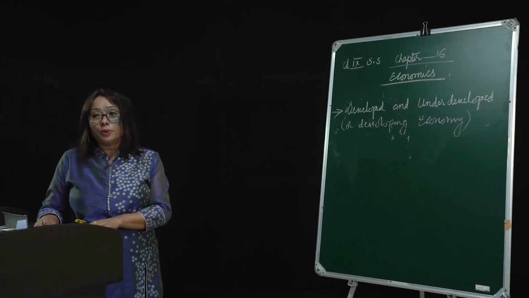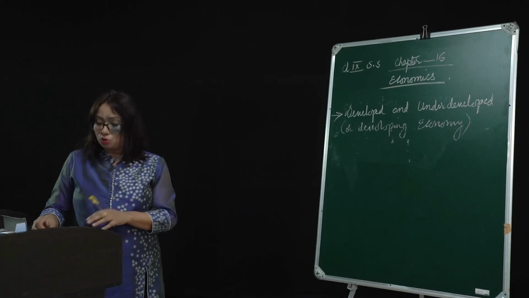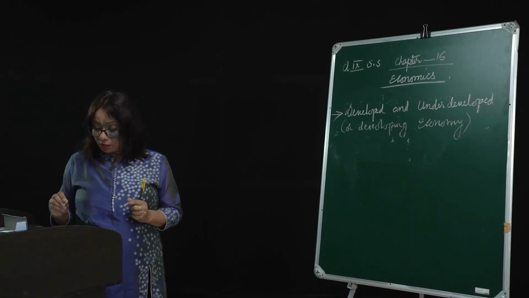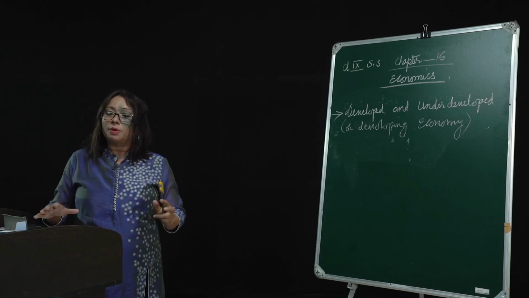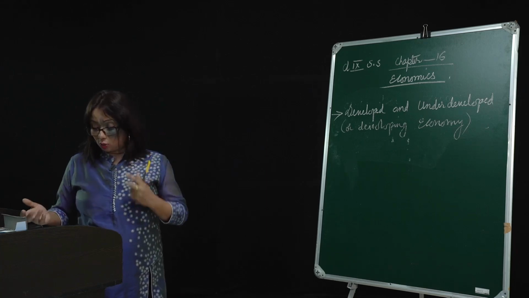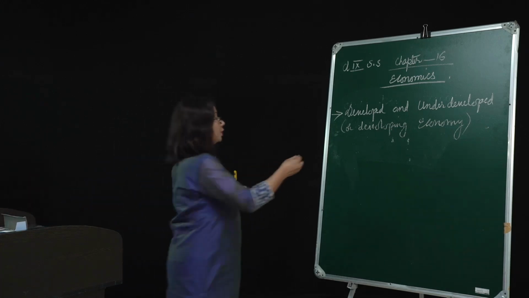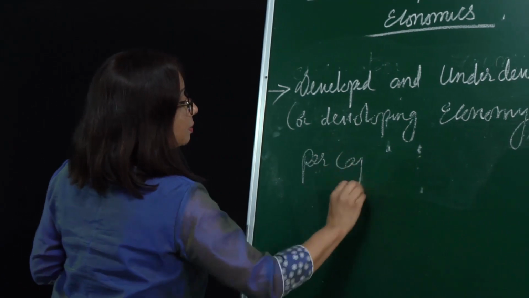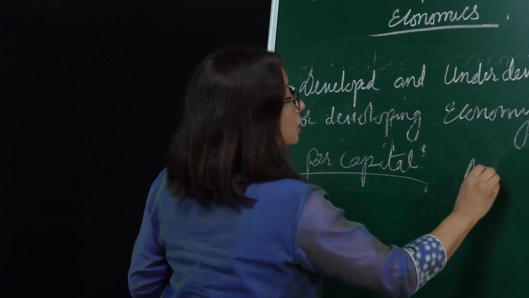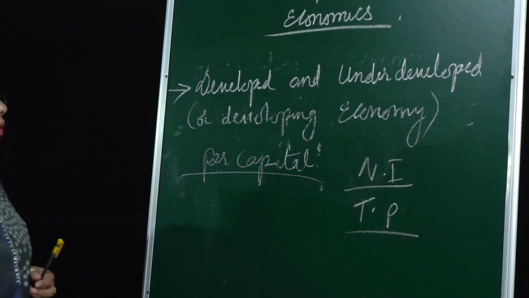So according to the UNO group of experts, we use the term underdeveloped countries to refer to those countries in which the per capita income is low as compared with the per capita income of developed countries like America, Canada, Australia, and Western Europe. So when we compare the per capita income, what is per capita income? Here we have to know what is per capita income. That's the national income of the country divided by the total population is called the per capita income.